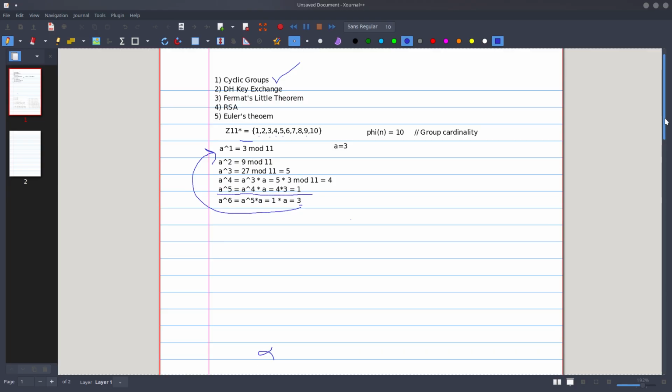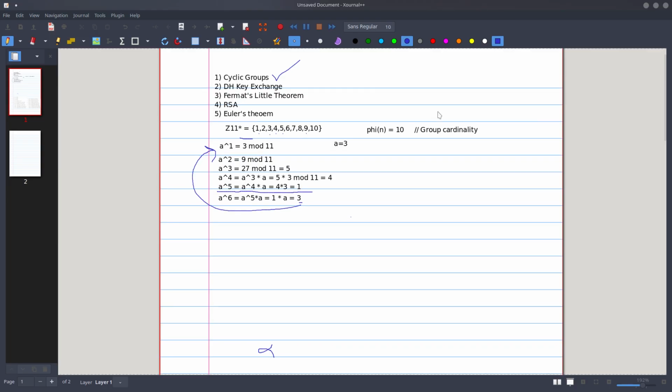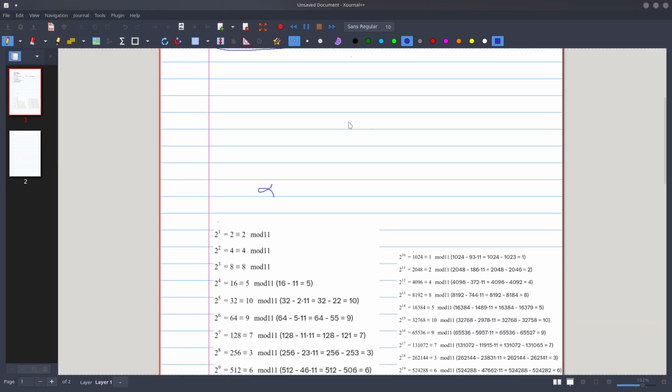Oh, actually, before I do that, let me talk a little bit about Fermat's little theorem. Let me just use the highlighter here very quickly. So Fermat's little theorem is, if we have some base alpha, and you raise it to p minus 1, this is congruent to 1 modulo p.